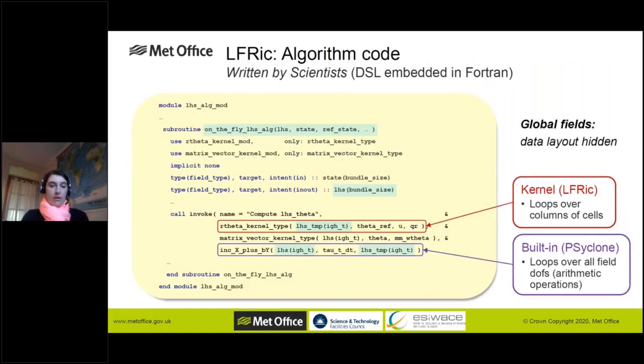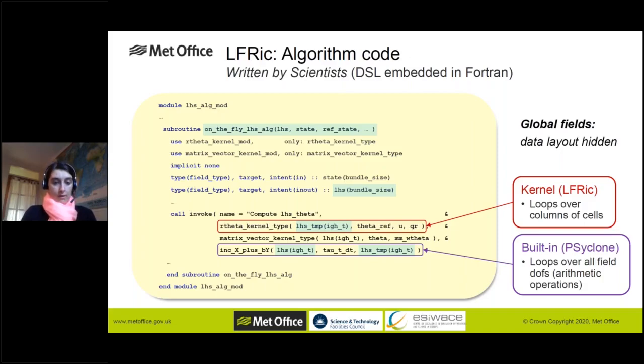Right, so this is an example of the algorithm code. So according to the separation of concerns, as I said before, this is written by some scientists. In the middle, you can see the example of an invoke, which calls a couple of kernels. You can recognize the kernel calls in the algorithm layer by some kind of a base name, kernel type. The base name in this case is r theta. So this specific kernel is taking several fields.